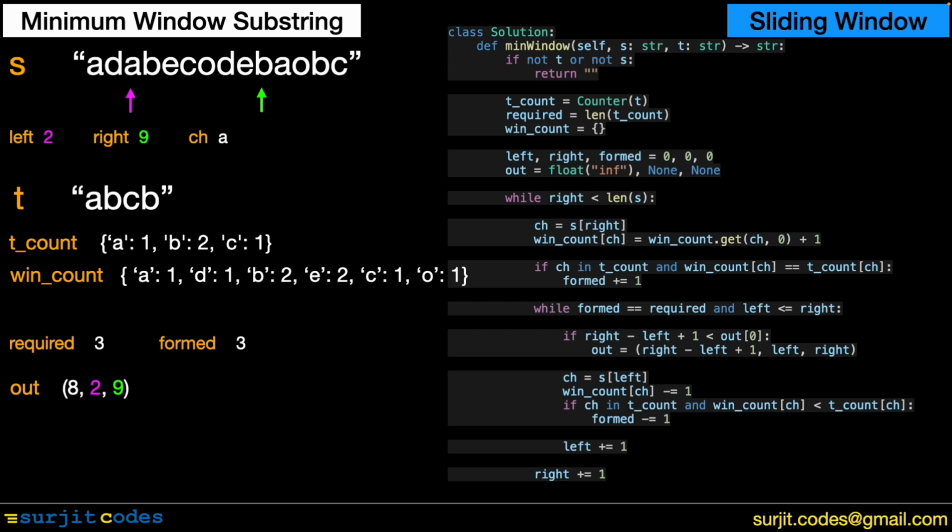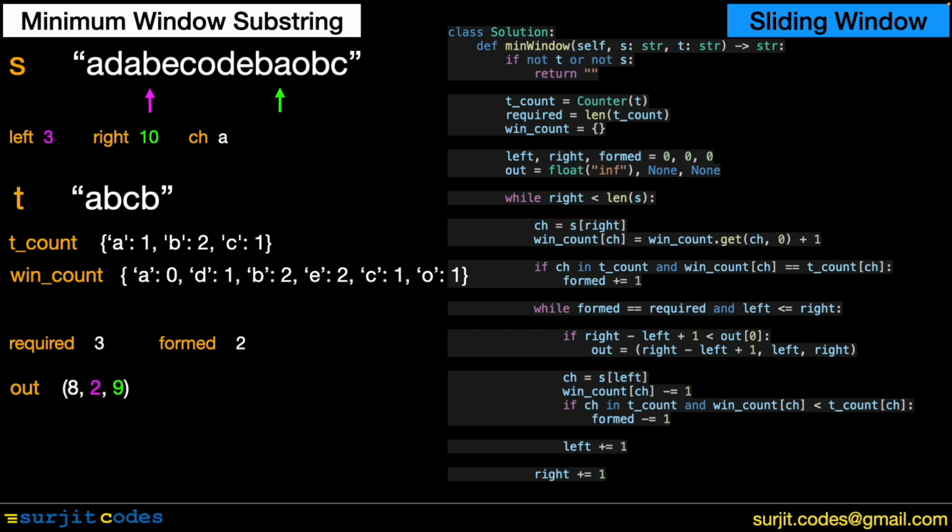The character at 2 is A. Next, the count of A is reduced to 0. A is present in T, but its count in winCount has gone below the required value. So formed is reduced by 1 to become 2. Left is increased by 1, formed has gone below required, so the while loop terminates. The outer loop will move right till another A is found and formed becomes 3 once again.